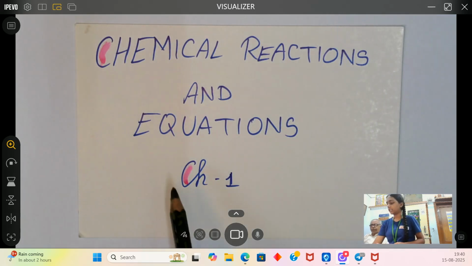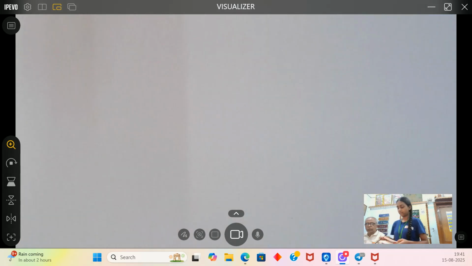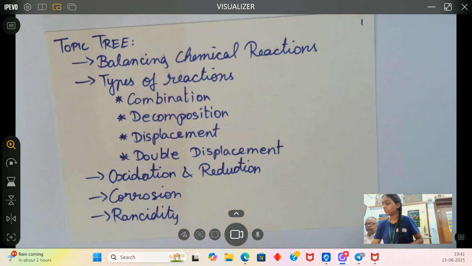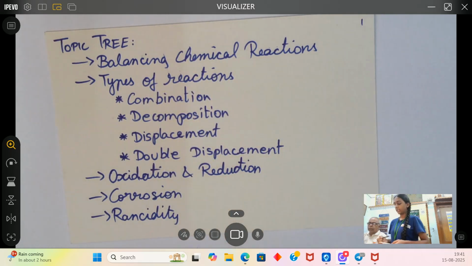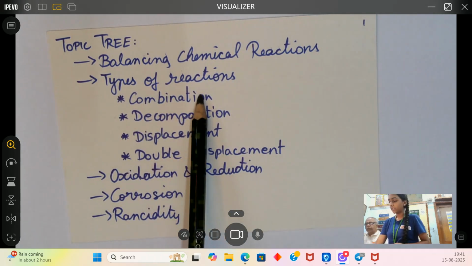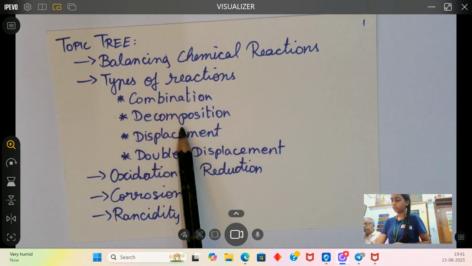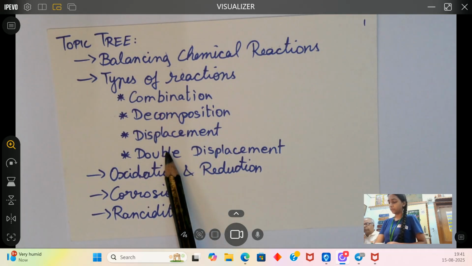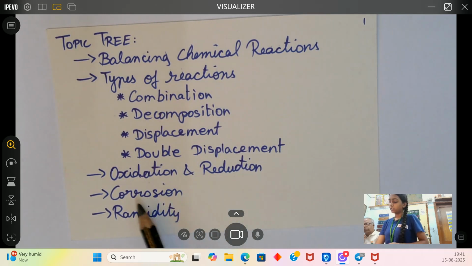Chemical Reactions and Equations, Chapter 1 of Grade 10 Science. So, this is the topic tree. Here we have topics which include balancing chemical reactions and types of reactions, where we have four types which include combination, decomposition, displacement and double displacement. Next is oxidation and reduction. Then we have corrosion and rancidity.